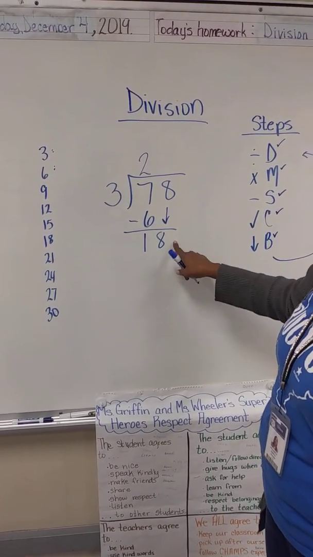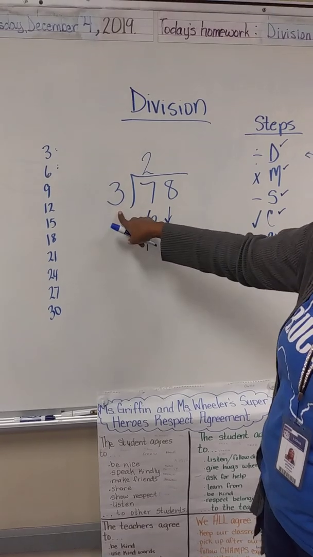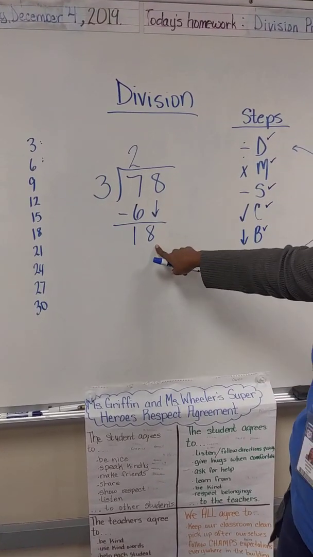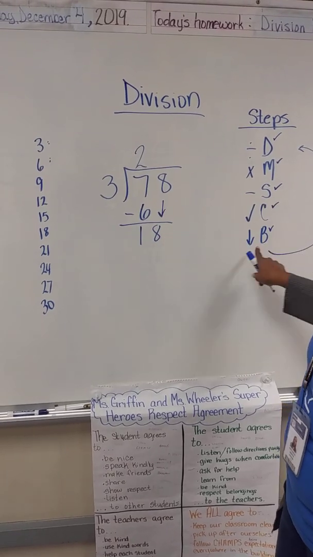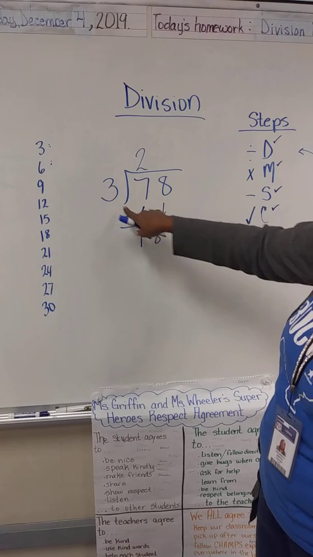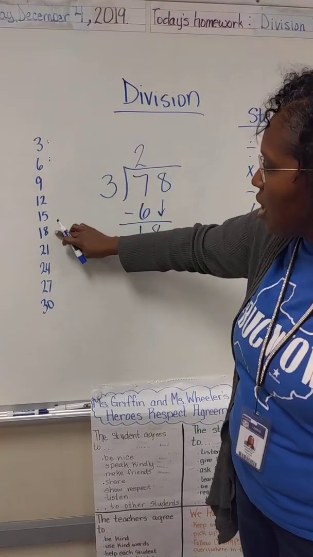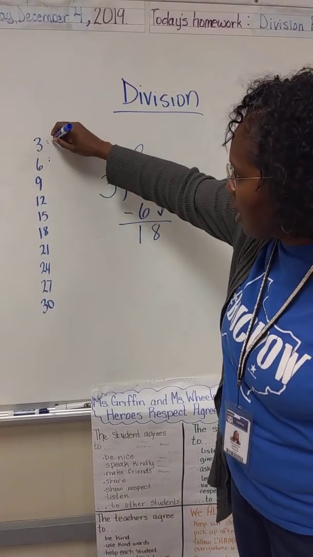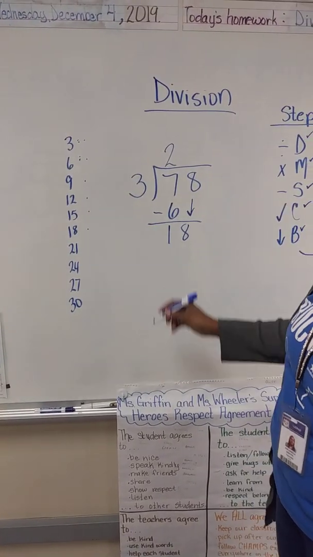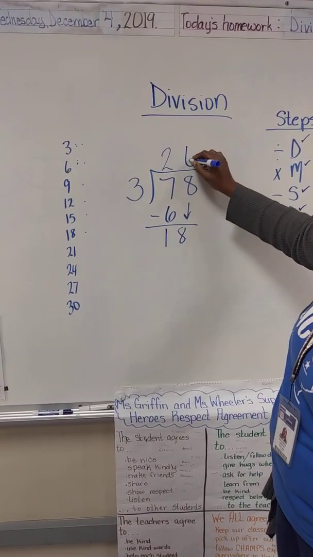So now I'm dividing 18 divided by 3. So I'm going to start all over again because I still have a number left down here, which means that I need to start from the beginning. I'm going to divide again. 18 divided by 3. I look at my list and I see 18. So I'm going to count down: 1, 2, 3, 4, 5, 6. 3 goes into 18 6 times.